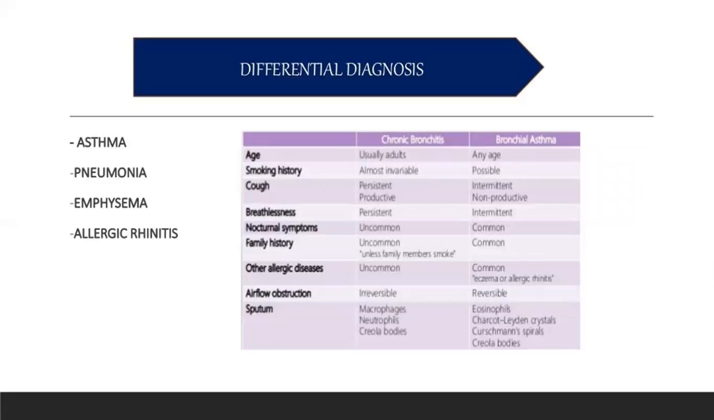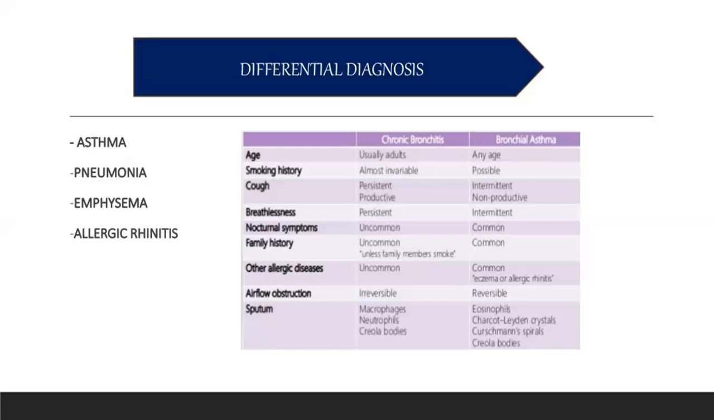Here is the differential diagnosis. There might be asthma, pneumonia, emphysema, and allergic rhinitis. This is the differential diagnosis between chronic bronchitis and bronchial asthma. Age: in chronic bronchitis it is usually adults. It generally happens in adults, and in bronchial asthma, it can happen at any age.